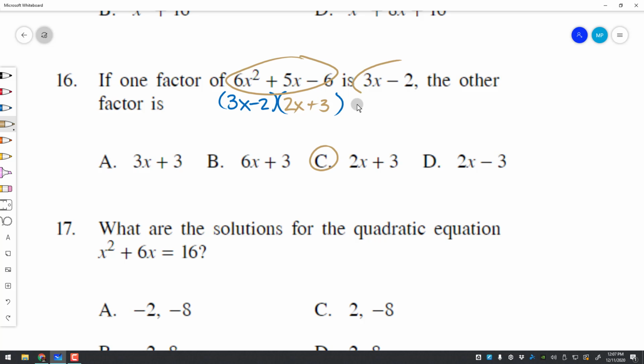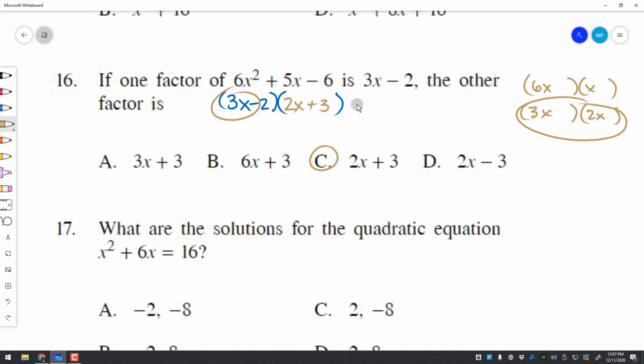Now, could you do polynomial long division and get the answer? Yes. Could you just factor this into your two setups, 6x and x, or 3x and 2x? Yes, and of course, in this case, hopefully you know, it's definitely the 3x and 2x, because one of your factors given to you was the 3x. And guess and check your way through there? Absolutely.